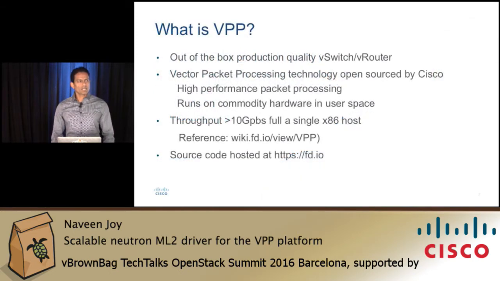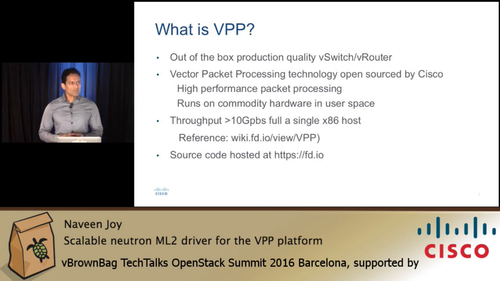Now what exactly is VPP? VPP is an out-of-the-box production quality vSwitch and a vRouter. Although for the purposes of this project, what we are utilizing it as is a vSwitch. And what we are doing is integrating it with the Neutron L3 plugin. So you get all the benefits of VPP, which is a highly scalable and high-performing switch platform, along with the Neutron L3 integration. VPP stands for Vector Packet Processing Technology.